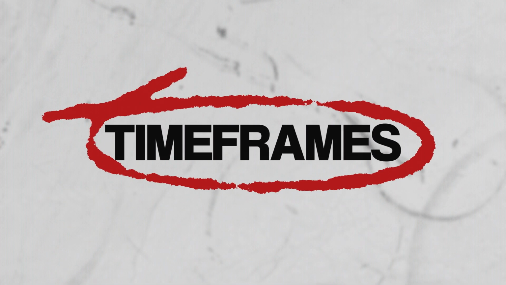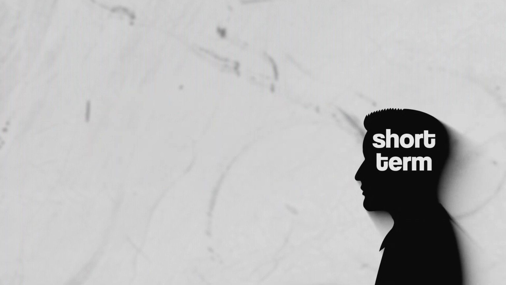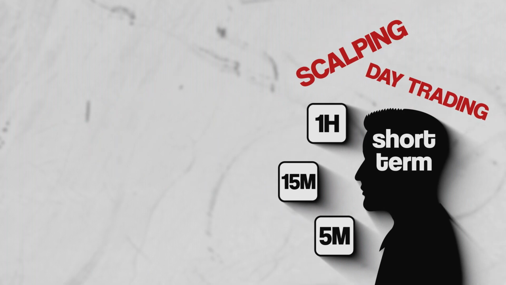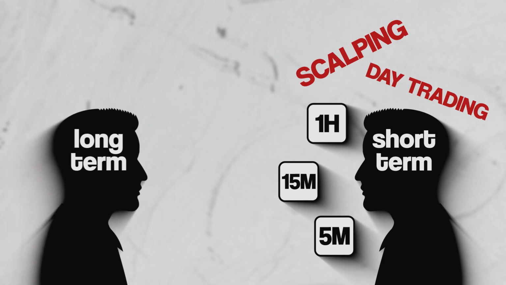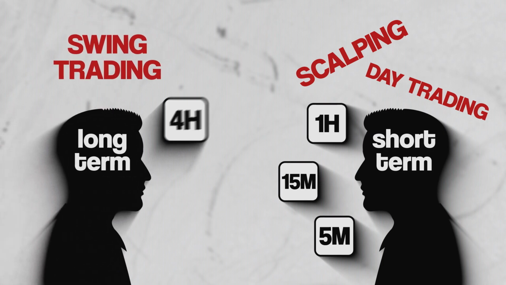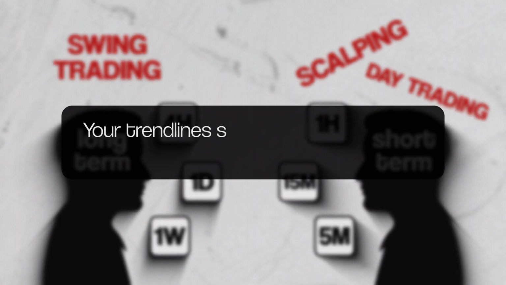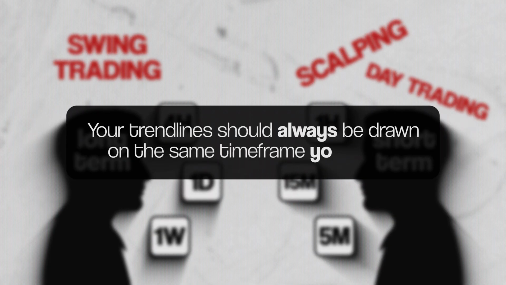There are no strict rules here. If you're trading short-term, like scalping or day trading, you'll naturally use lower time frames. If you're trading longer-term, like swing trading, you'll focus on higher time frames, and so on. The key idea is simple. Your trend lines should always be drawn on the same time frame you trade.